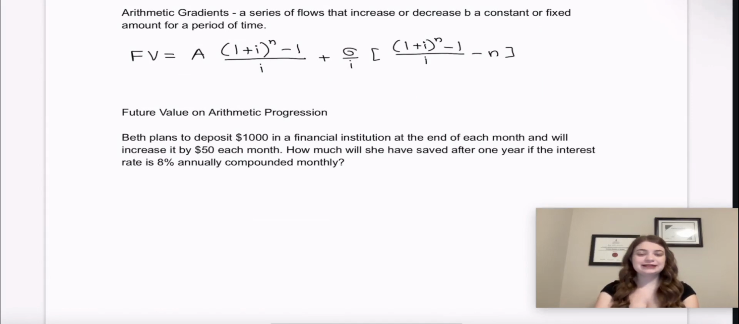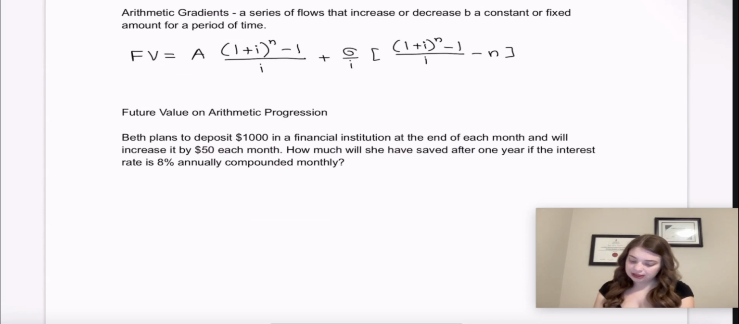Today we are going to be discussing arithmetic gradients and answering this question on the future value of an arithmetic progression. So what is an arithmetic gradient? Basically, it's a series of flows that increases or decreases by a constant or a fixed amount for a period of time. Previously we talked about annuities where we make an equal payment every time. But with an arithmetic gradient, we would have a certain amount to start with, and then that amount would increase or decrease by a certain amount every single month or year or quarter or however often we're paying it back.